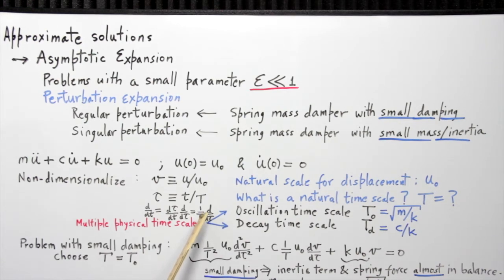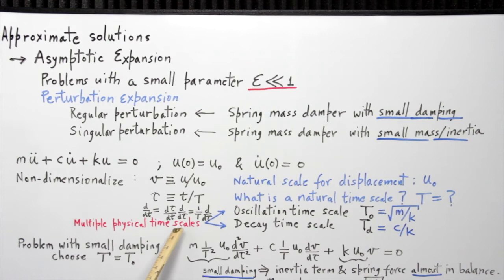Of course, from the physics of the problem, you already know that there is an oscillation time scale in the problem, t sub 0 or t sub oscillation, which we can express in terms of the mass and spring constants, the square root of m over k. And there is a different time scale, which is a decay time scale, which we can estimate also in terms of the damper constant c and in terms of the spring constant k from the equation. So we have these two different time scales, which are physical time scales. They represent different physical processes, and there is a multiplicity of them present in the problem.